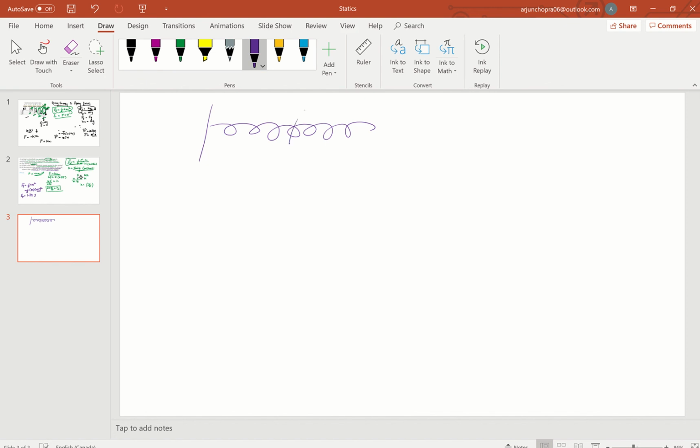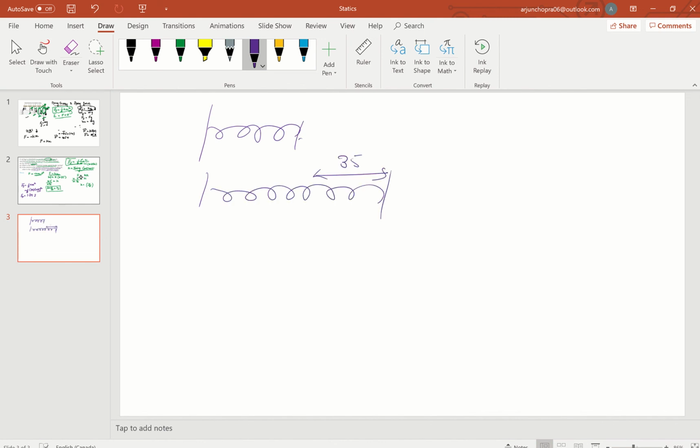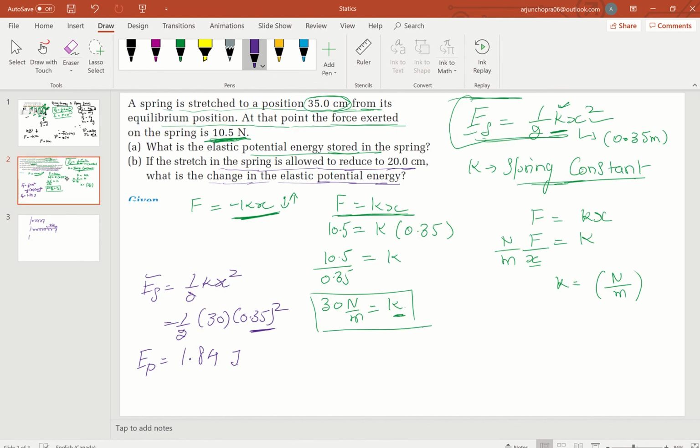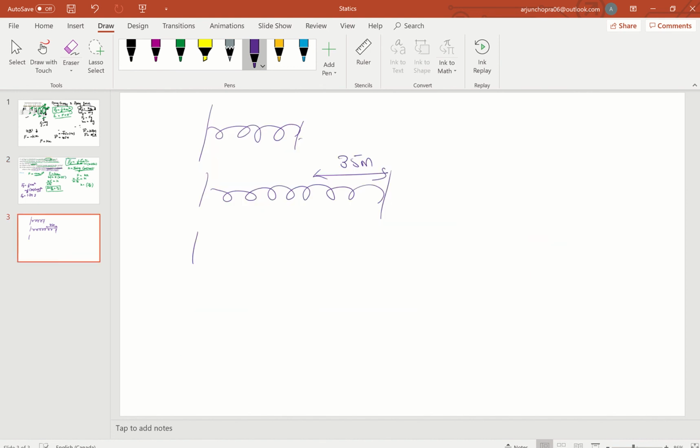So this is the spring. In the first instance, I stretched it to 35 centimeters, this much. Now the question says I reduced it to 20 centimeters. So read the question carefully, reduced to 20 centimeters. So I'm going to extend it to only 20 centimeters. So I've reduced by 15 centimeters, because I wanted to reduce it to 20 centimeters. All right, this is the scenario.